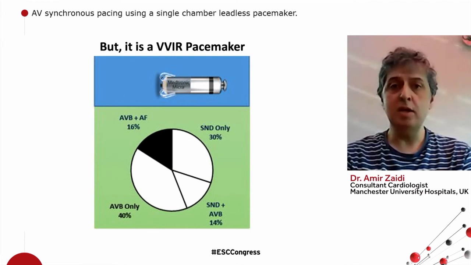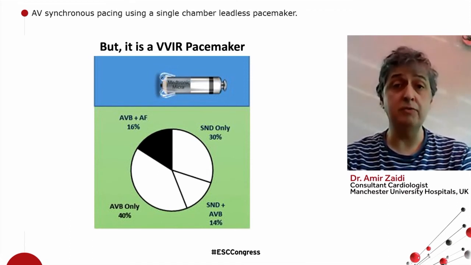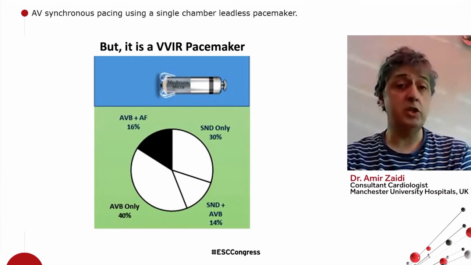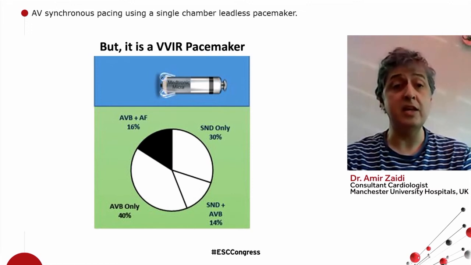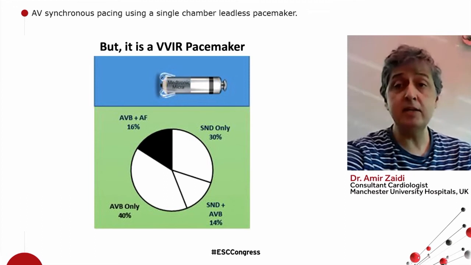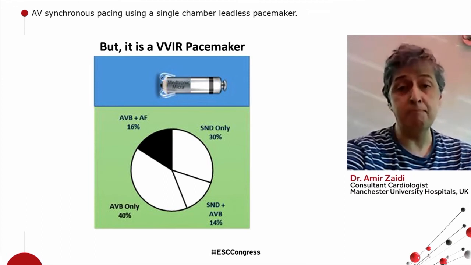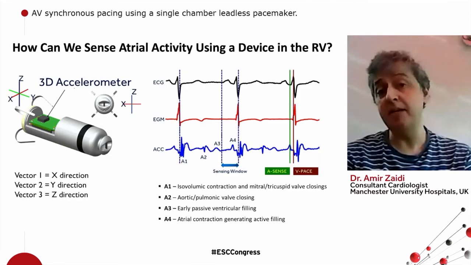and as a proportion of the pacing that we do in the modern age, it's only around 15% of patients who fall into traditional VVIR pacing indications. And we're excluding a large group of patients with issues like sinus node disease and AV block. So what we really need is a leadless device that's capable of providing AV synchrony. And that's where Micra AV comes in.